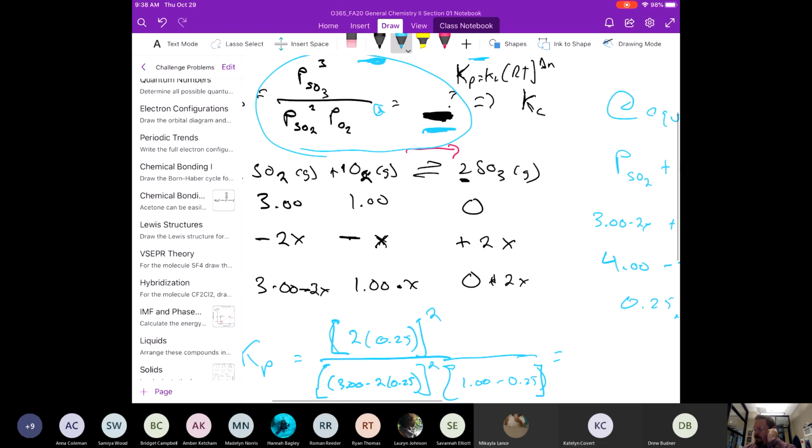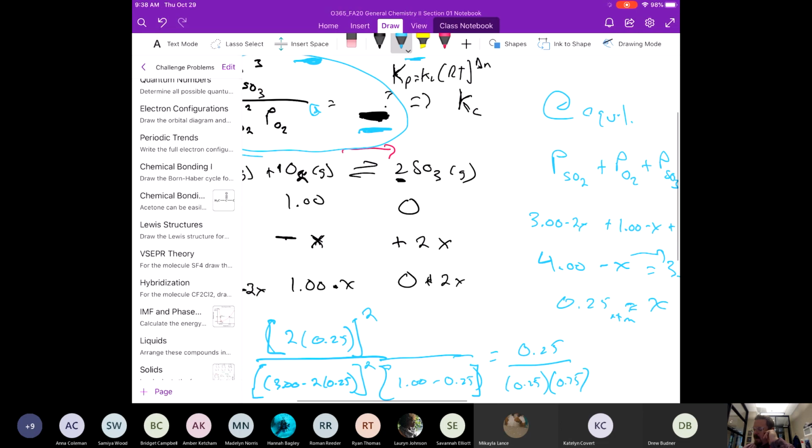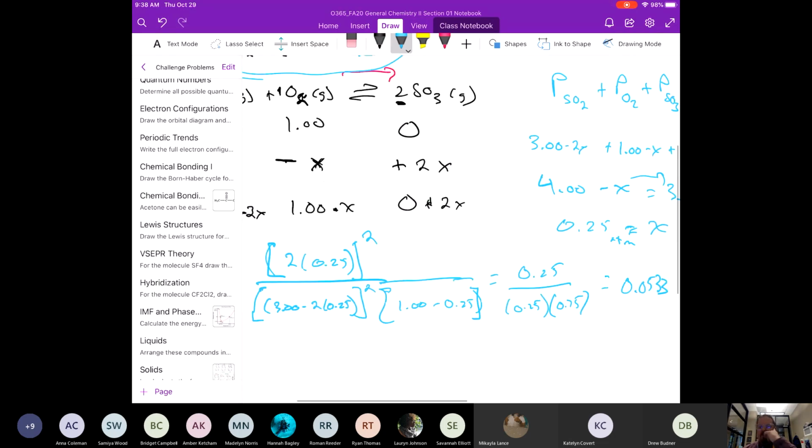So if we did that math, the top ends up being 2 times that is 0.5. 0.5 squared ends up being 0.25. The bottom ends up being 0.25 times 0.75, right? And this whole thing ends up equaling 0.0533, according to my math the other day.